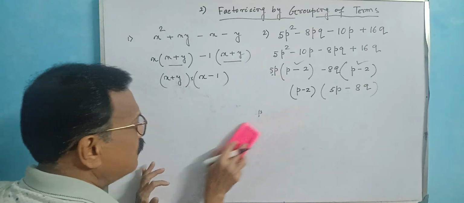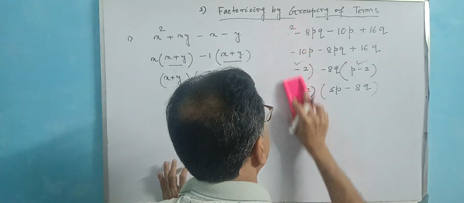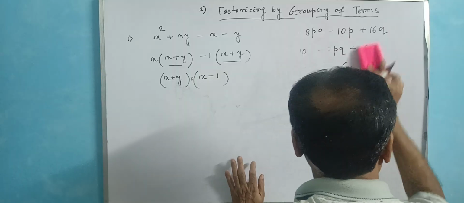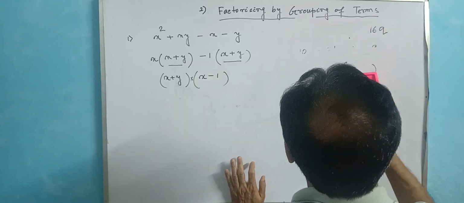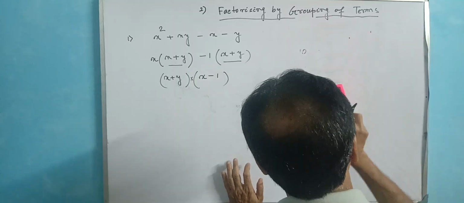So I just show you different sums by factorizing by grouping of terms. Just to understand, very easy.